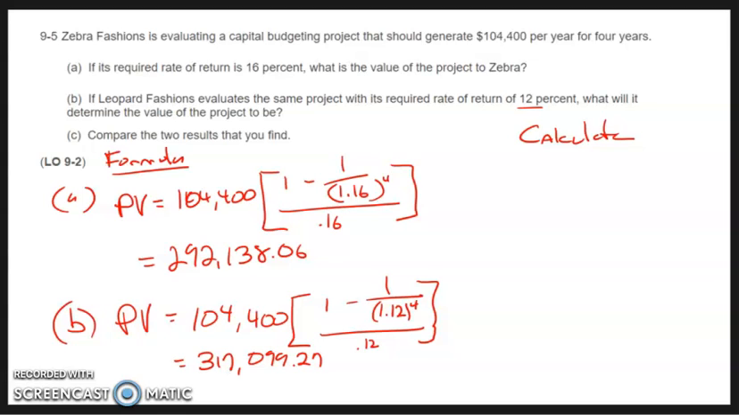So because Leopard's required rate of return is less, they're actually willing to pay more.